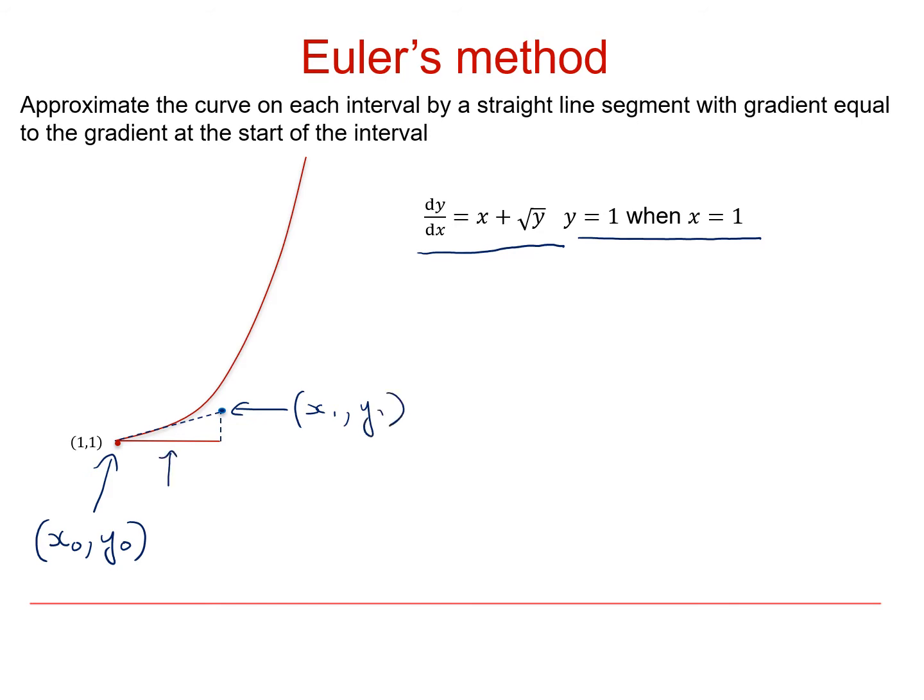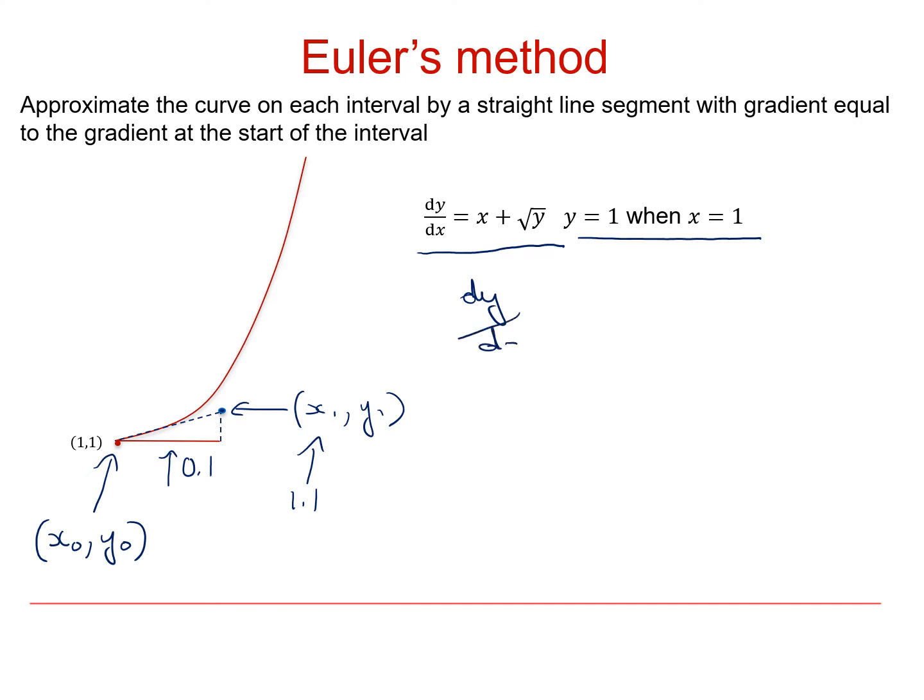What we typically end up doing is choosing a regular interval for increasing x. And in this case, I'll just increase x by 0.1. So that'll give me x1 as being 1 plus 0.1, 1.1. Now our estimate for y1, we need to work out, we're going to use the gradient at 1, 1, and then know that x is increasing by 0.1. So let's work out the gradient at 1, 1.